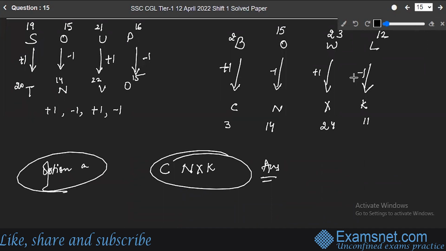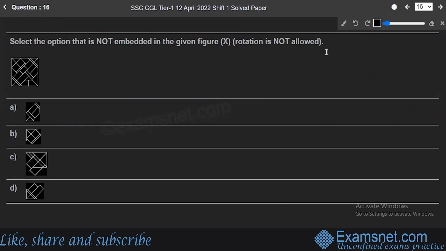Hope you are clear. So question number 16, you have to select the option that is not embedded in the given figure X. Rotation is not allowed. This is the given figure X. You have to see A, B, C, D, which is not there in the given figure. So let's look at the figure very carefully and the given options also very carefully.